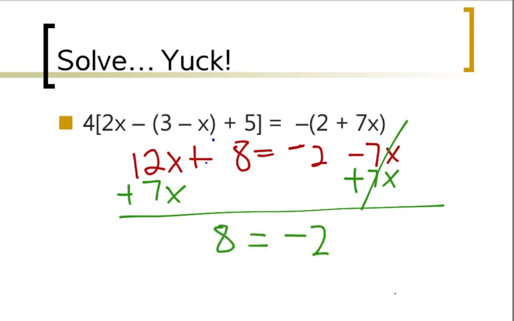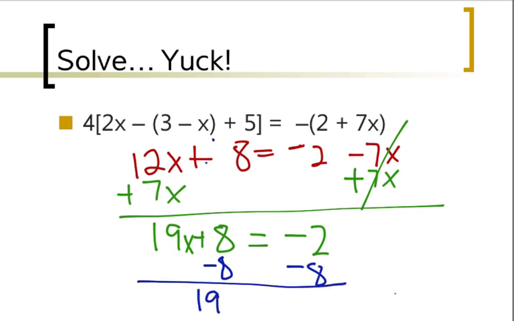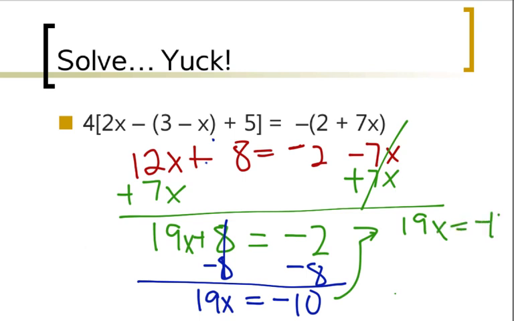And then I take my 7 and my 12, and I go ahead and get 19x. And now I need to move my 8, so I subtract it from both sides. And that's going to give me 19x on the left-hand side equals negative 10. And then I'm going to move this over here so that I have room to show the last step. 19x equals negative 10. And so all I have to do is do the opposite of timesing by 19, which is to divide by 19. And x is going to equal negative 10 over 19.